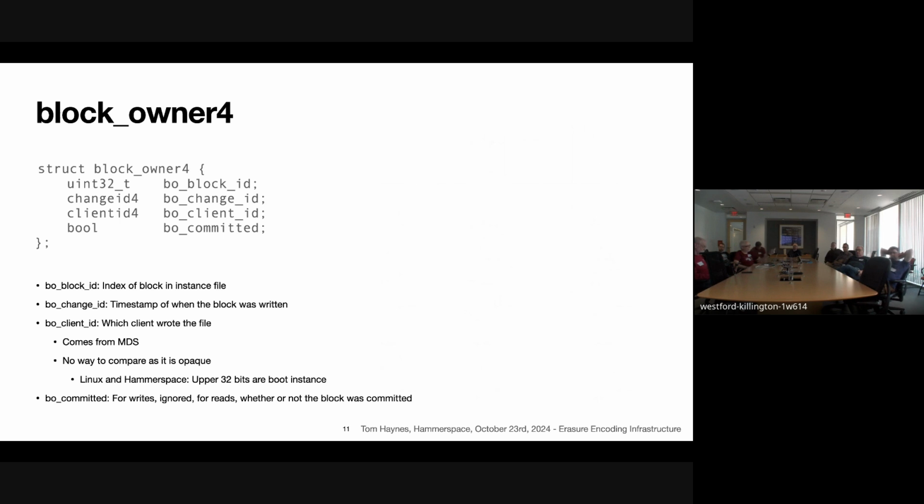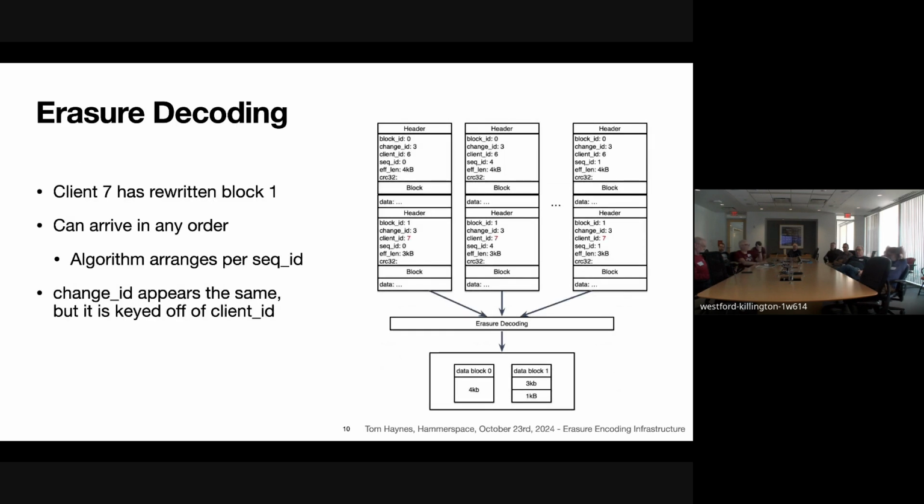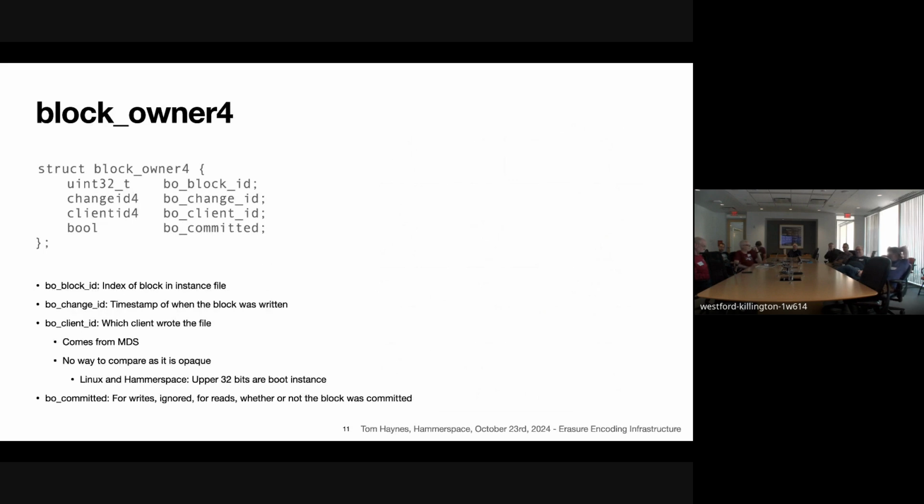So we have the idea. I want to now go into how we take these slides and convert them into XDR, for example. So we have the block owner, which has the block ID, the change ID, a client ID, and committed. And committed is an operation that when you write and you use a block owner, it means nothing. When you read back and you see the block owner, it tells you whether or not the transaction has been committed, not whether or not the write has been committed. Okay? We were talking a little bit about this yesterday, Jeff: you can't compare client IDs because they're opaque. And even if implementations happen to have the same basic algorithm for defining them, you just can't be guaranteed of that.